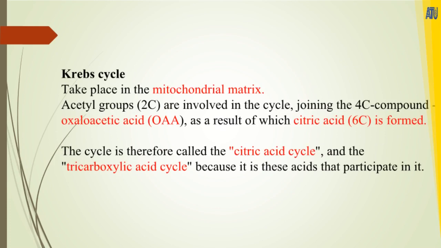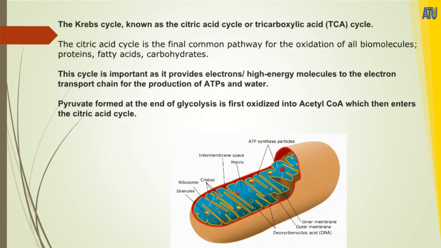Krebs cycle takes place in the mitochondrial matrix. Acetyl groups, 2C, are involved in the cycle, joining the 4C compound, oxaloacetic acid, OAA, as a result of which citric acid, 6C, is formed. The cycle is therefore called the citric acid cycle, and the tricarboxylic acid cycle, because it is these acids that participate in it. The Krebs cycle is known as the citric acid cycle or tricarboxylic acid, TCA, cycle.